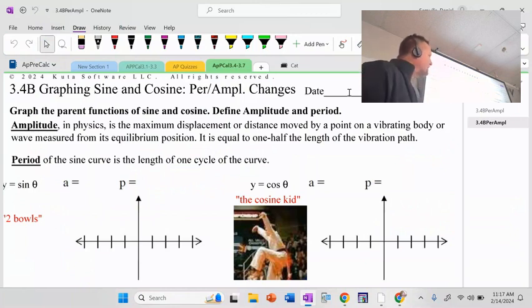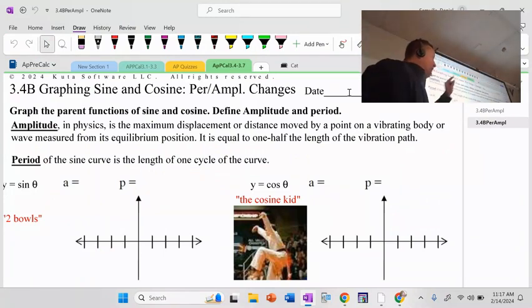Amplitude in physics. How many people took physics? Raise your hand. You may or may not have had some amplitude-ish scenario in physics: the maximum displacement or distance moved by a point on a vibrating body or wave, measured from its equilibrium position. So it is equal to 1/2 the length of the vibration path. Here's a couple examples of this.